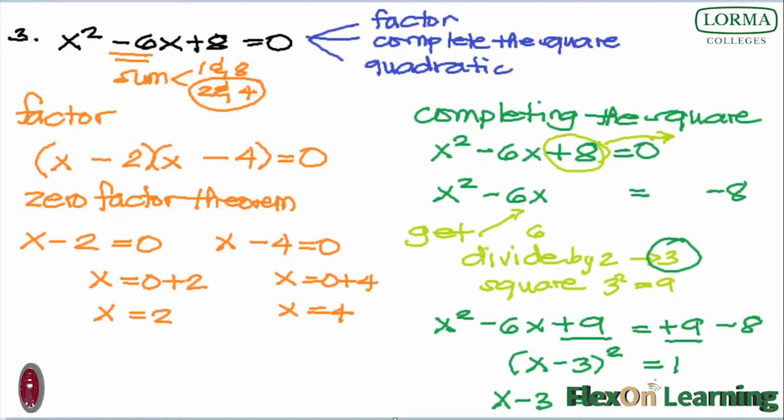Take the square root of both sides, that would be x minus 3. We all know that the square root of 1 could be positive and negative 1. So transposing, that would be x equals 3 plus and minus 1. So 3 plus 1 is 4, correct? 3 minus 1 is 2.